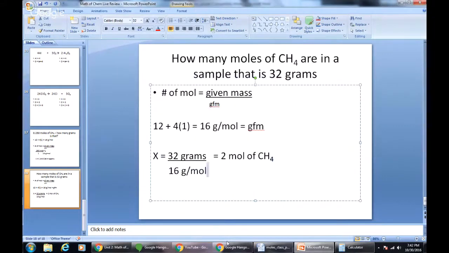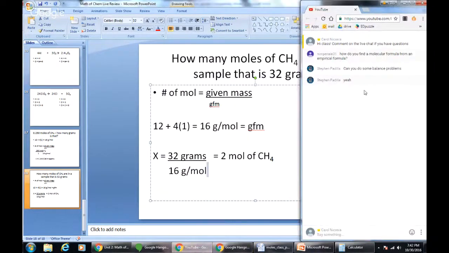Okay, anyone else stumped? Do we need something else to do? Okay, moles, grams. All right. Let's see. Good. We're good with that. Anything else that you guys need me to do? Anything at all? All right. Let me run through my list. Here, screen share. All right. So I'm going to stop sharing that for a second.